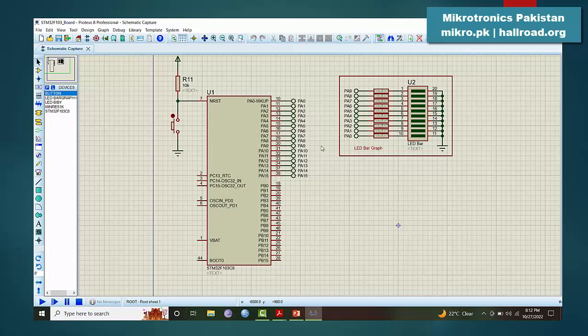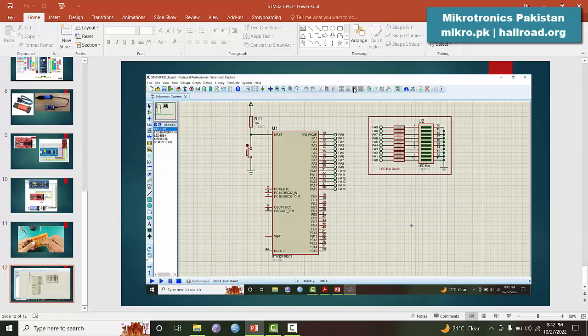We will be using another technique which is called simulation. We will be using the Proteus software to simulate it. So here we have this microcontroller component, a reset circuit, and we have 10 LEDs connected through current limiting resistors to these microcontroller pins, as we have shown you in the previous video. So that's all. Thank you very much.